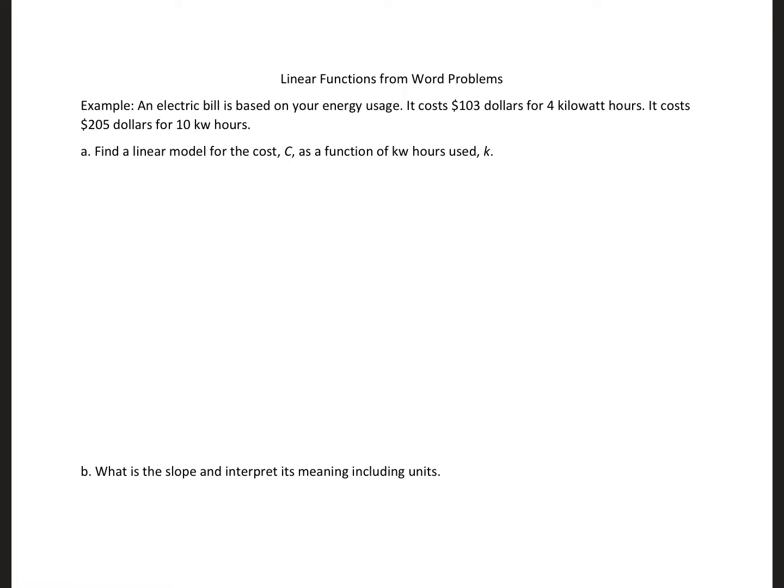This is the same process as we used before, but instead of using f of x, we're going to be using c of k. So let's first note that our input here is going to be our value of k, our kilowatt hours. Our output, that's going to be c, and in this case, our output is cost in dollars. Those are going to be important to understand as we begin to make interpretations once we have a function.